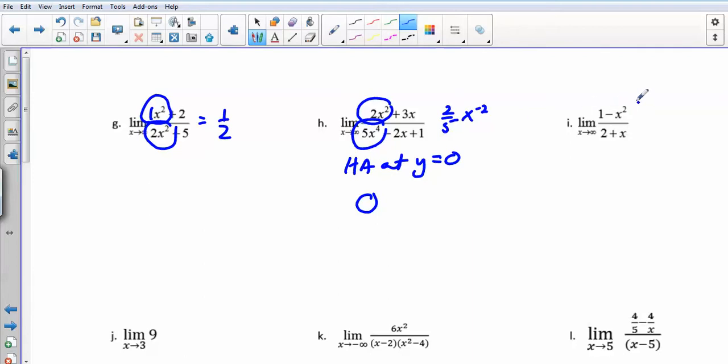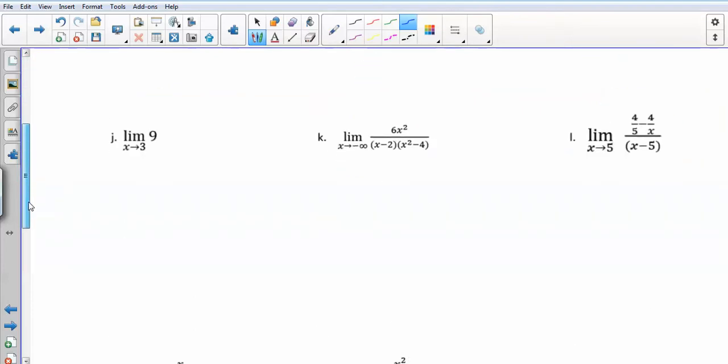In I, I'm going to divide negative x squared by x. I get negative x, which is a line with a downward slope. So as x goes to positive infinity, the y is going down to negative infinity. Alright, here's another constant function, the y is always 9. So as x approaches 3, your y is going to be 9.